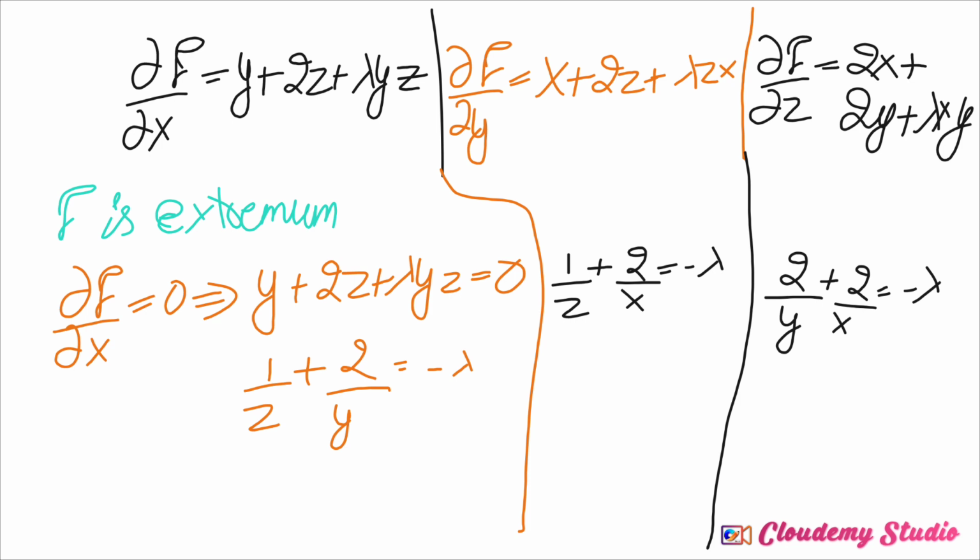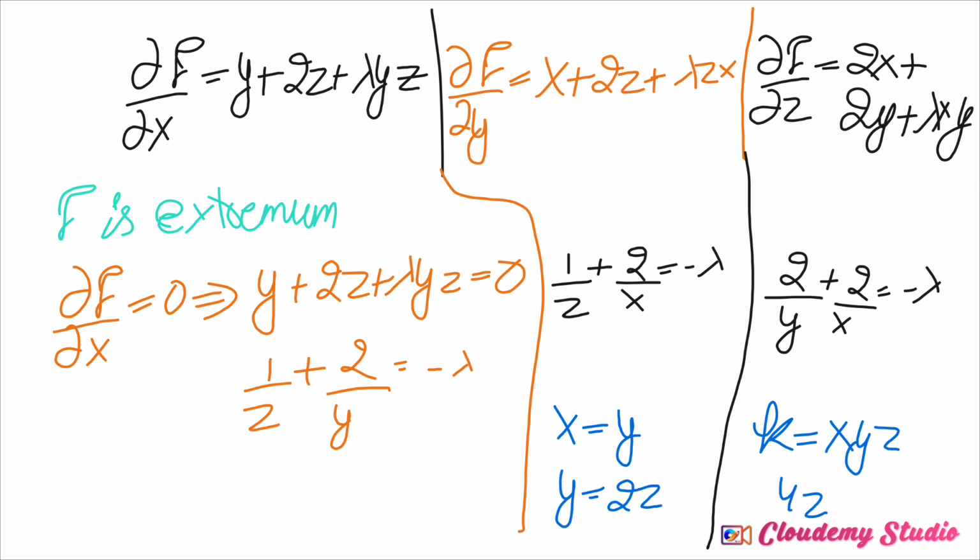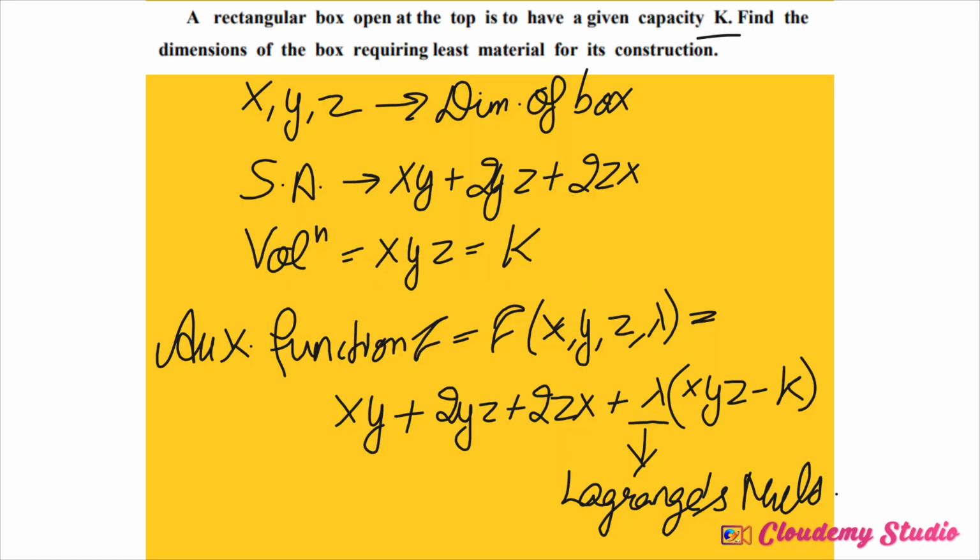Now we have 3 equations. On solving these equations, directly writing up, we come to this conclusion. So from here our k was xyz, so this will be 4z cube.